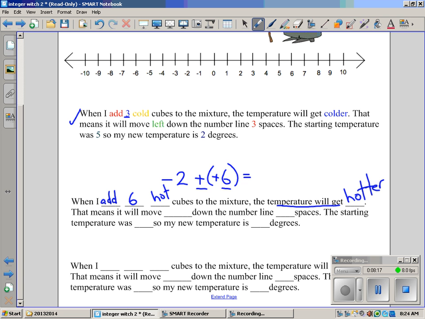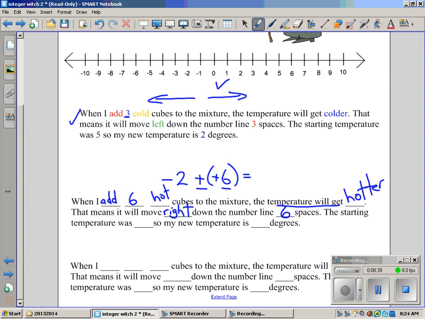Now, if a temperature gets hotter and you're working on the number line, and here's your number line right above, will you be going right or left down the number line as it gets warmer? And we know that, or we should know, and we're going to practice that we move right down the number line. The next part is, how many spaces are we going to move? We're going to move 6.